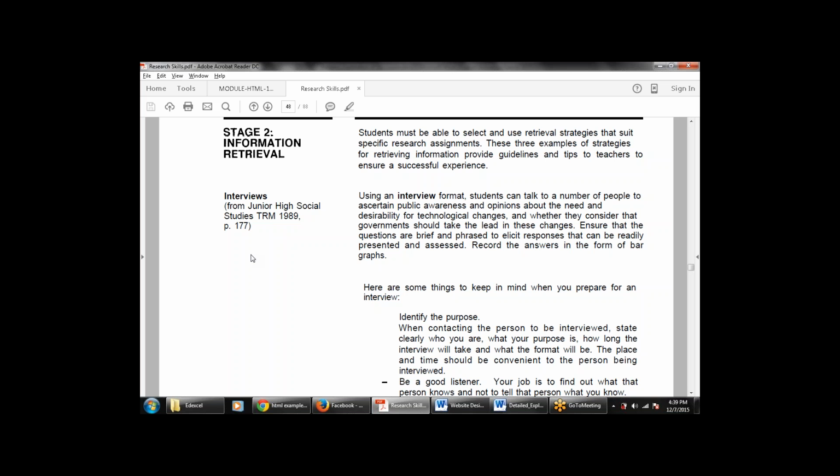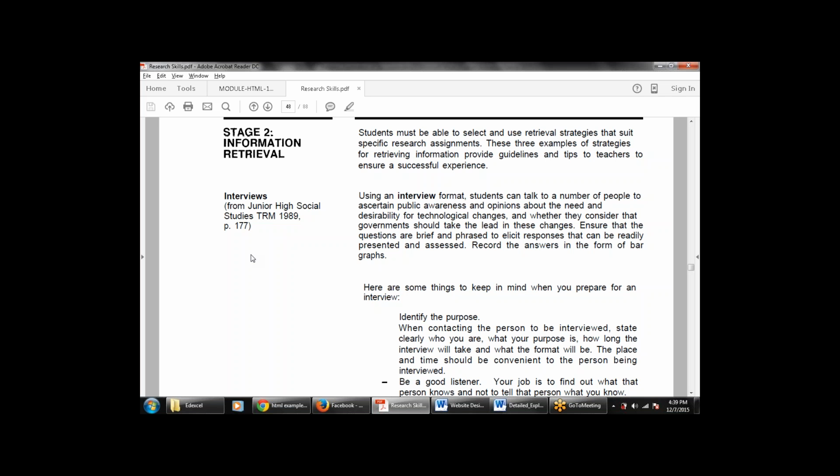This is also one of the sureties: you must ensure that the questions are brief, that is, short and phrased to elicit responses that can be readily presented and accessed. Record the answers in the form of a bar graph. So after taking the interview, record each and every answer in the form of bar graphs.